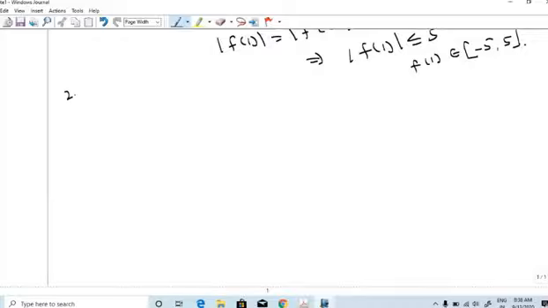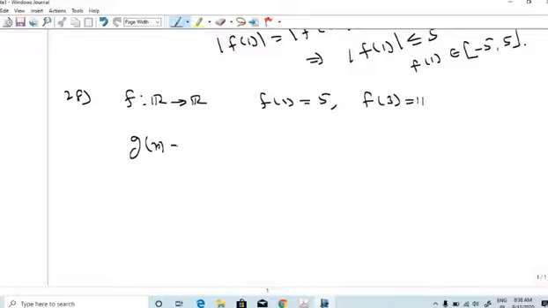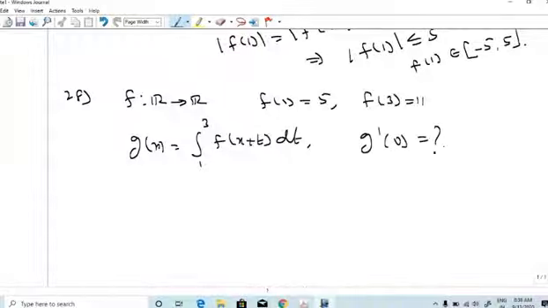So 28th problem, again, f is a function from R to R. f of 1 is 5. f of 3 is 11. Suppose they define g of x equals the integral from 1 to 3 of f of x plus t dt. Then what is the value of g dash of 0? So actually g dash of x is nothing but f of the upper limit, because this is with respect to t, therefore you have to substitute the upper limit and lower limit for the values of t.